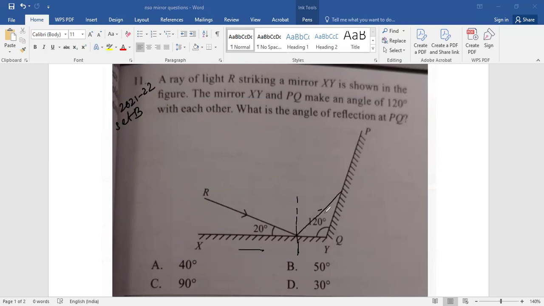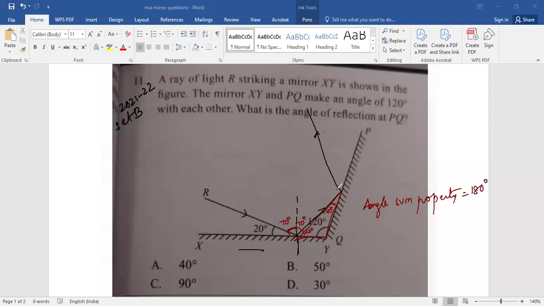This gets reflected here and then it'll get reflected again. Now this is 20, so this has to be 70. This is 70, so this has to be 20 because they will make a 90 angle. So this is 20, this is 120, so this becomes 140, and this becomes a 40 angle because this becomes a triangle. If you use the angle sum property of a triangle, all the angles of a triangle add up to 180. So this is 40 degrees.